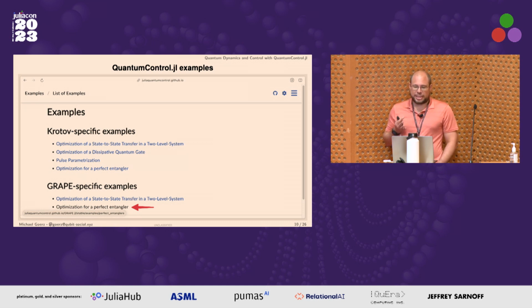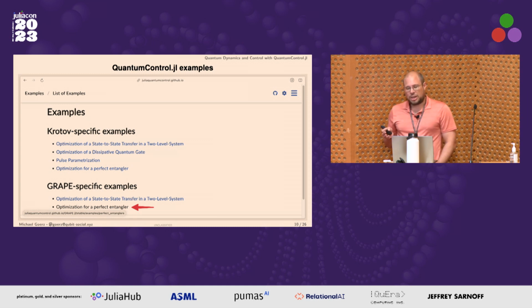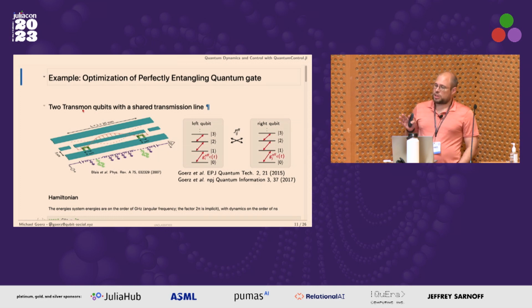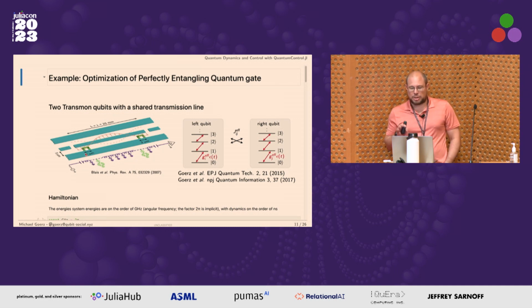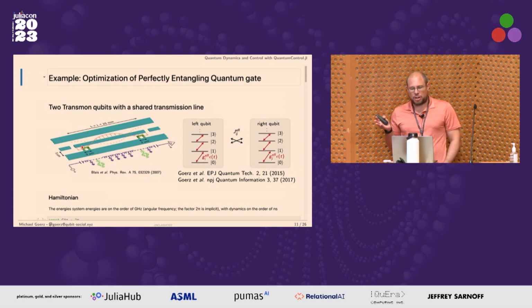This is something that I've adapted from one of the examples in the documentation, and I go into some of the details and the design principles of the quantum control package as we go along. The example is the same one that I mentioned before, which is two superconducting transmon qubits coupled to a shared transmission line. For simplicity, I'm going to assume what's called the dispersive limit, where the coupling between the qubit and the cavity is relatively small, so you can adiabatically eliminate the cavity.